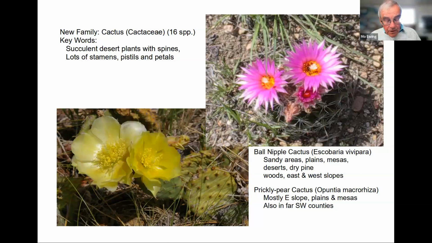Native Americans not only ate the fruits fresh, cooked, or dried for winter, but also roasted the pads as a vegetable and used the sap for certain medicinal applications. And in Hispanic foods, Mexican, you eat these pads of Opuntia.